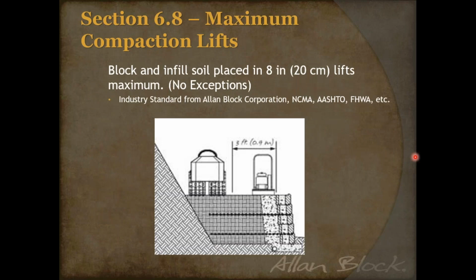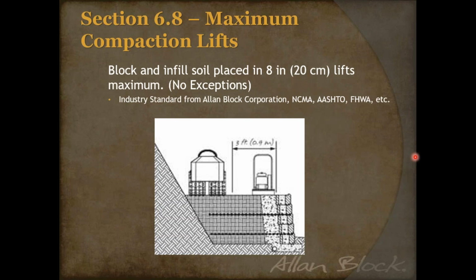6.8 is really about the lifts. And this one cannot be more black and white in our industry. NCMA, AASHTO, FHWA, Allen Block, regardless of the block being used, whether it's a segmental retaining wall, or even the big block systems out there that are wet cast, everybody knows there are limitations to how much soil can be compacted in one lift. And everybody's usually referring to an 8-inch or 20 centimeter lift maximum, no exceptions. That really holds true when we're talking best practices. In fact, as we just pointed out recently, if you've got poor soils, you might have to do smaller lifts to make sure you get that compaction level.